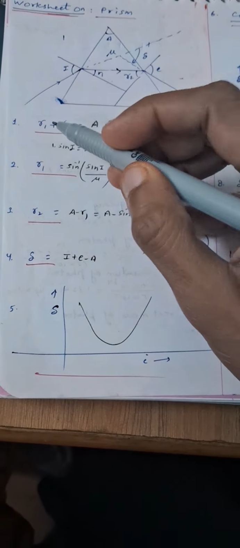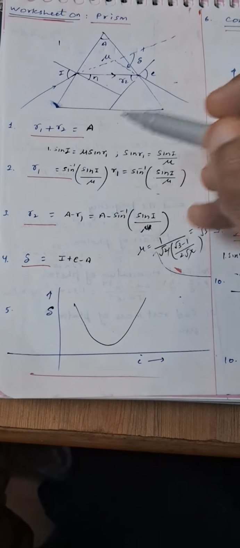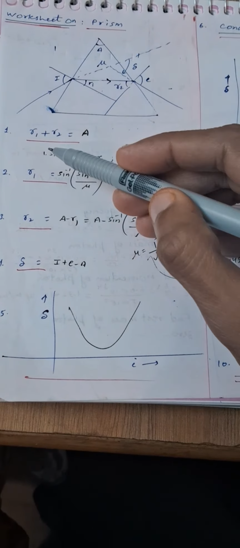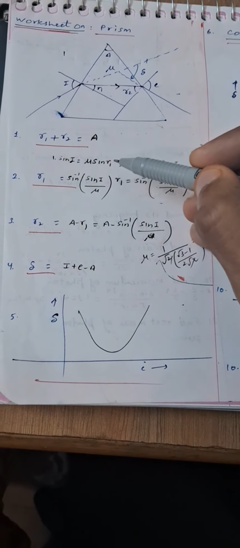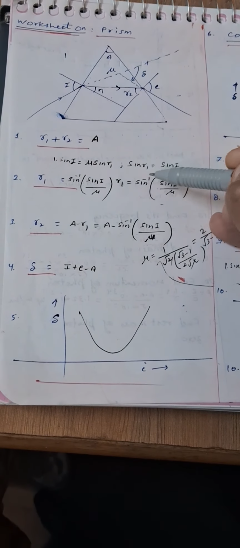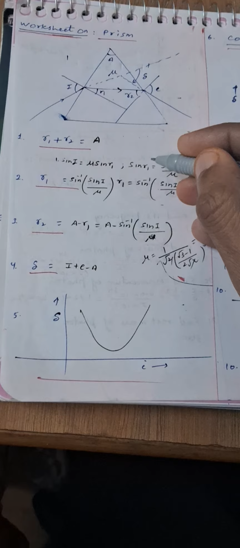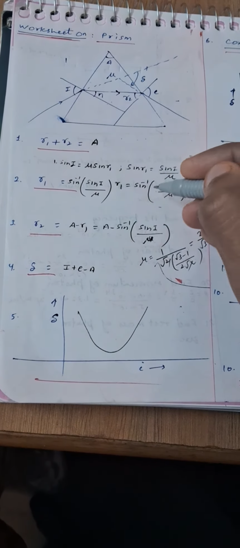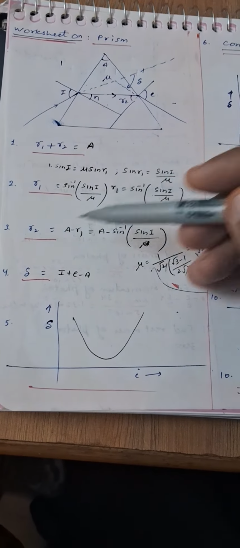So the first question is: sum of R1 plus R2 is equal to A, which is the angle of prism. Next we need to find R1. So applying Snell's law on this interface, we have 1 into sin I is equal to mu into sin R1, which gives sin R1 is equal to sin I by mu. And from here we can say that R1 is sin inverse of sin I by mu. So in this way we can calculate R1.